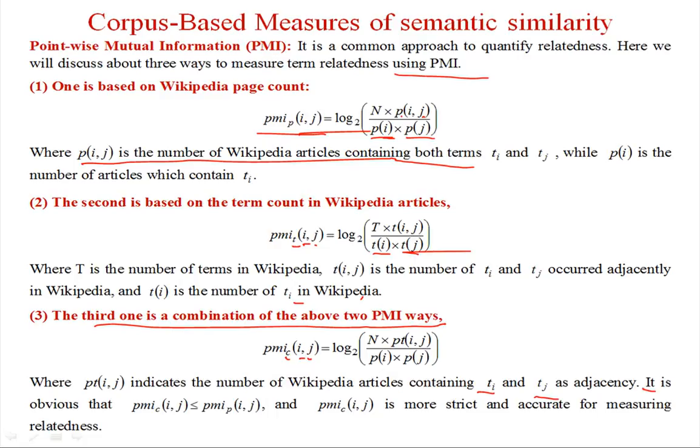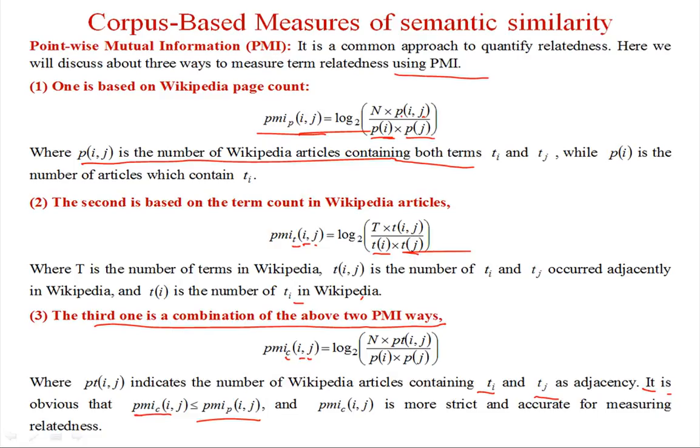It is obvious that pointwise mutual information on the combined basis can give a lower score but is more accurate compared to pointwise mutual information based on the page count.